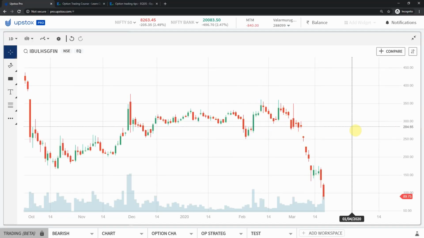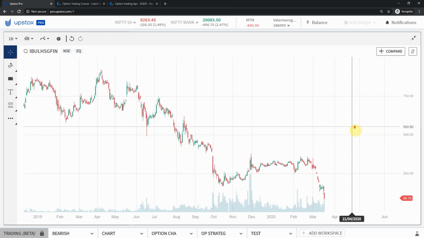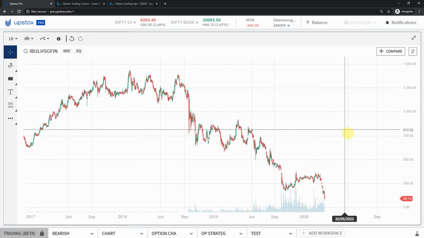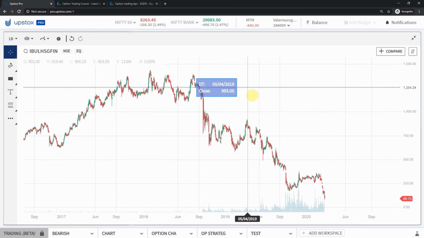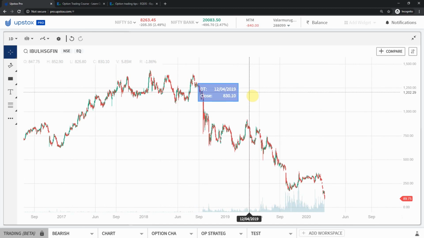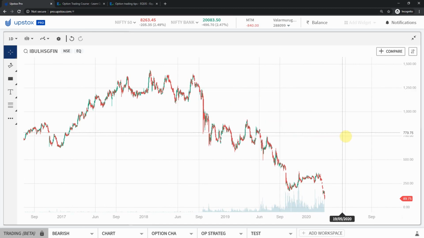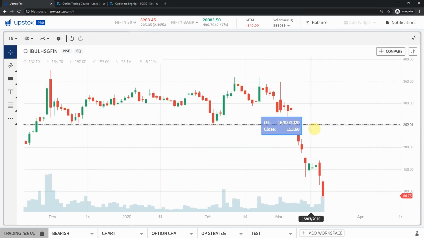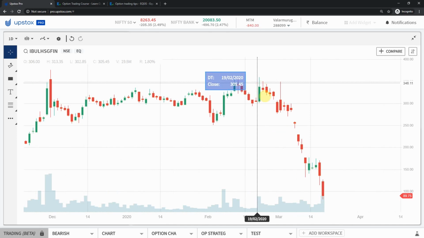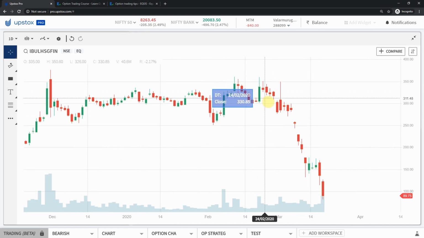Those who are aware of India Bulls Housing Finance will not disagree with my statement. It is very volatile. You might have seen that the stock is close to a 90% fall from its all-time high. Whereas if you look at the recent month, it fell by around 60 to 70% from its near-time high. It all happened in a matter of a month.